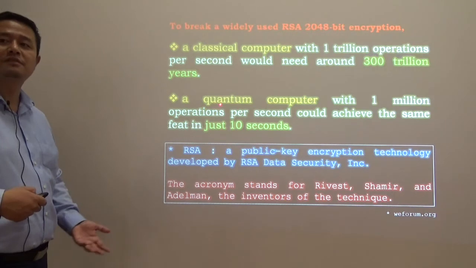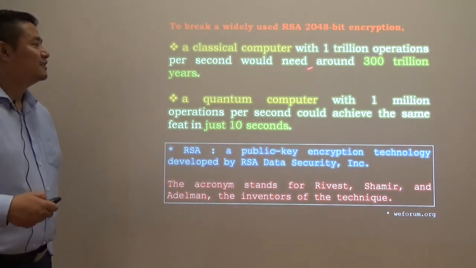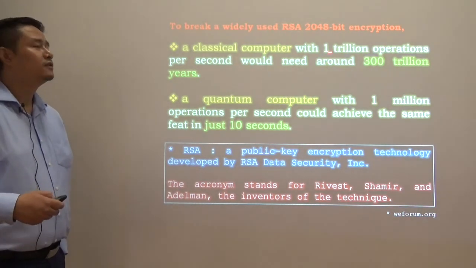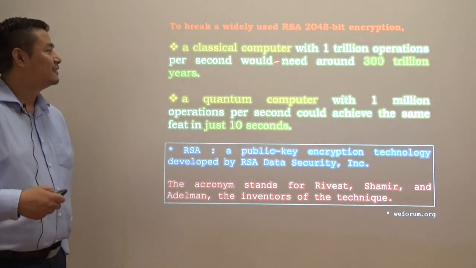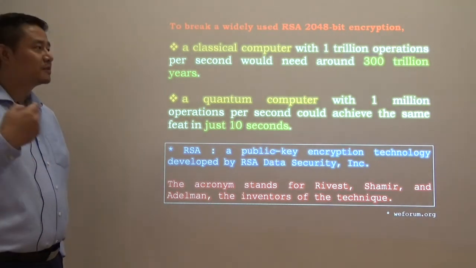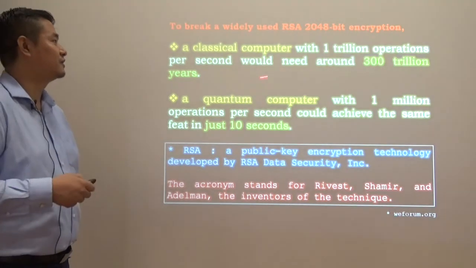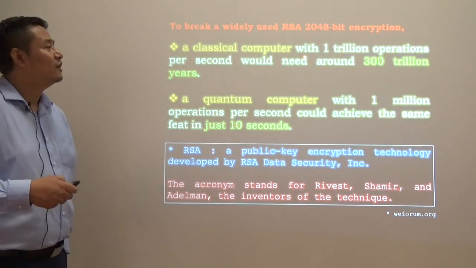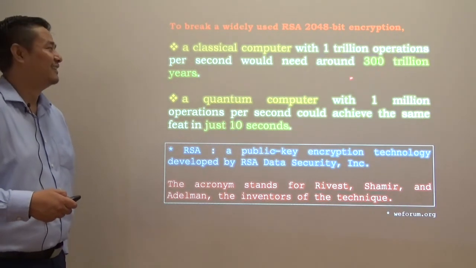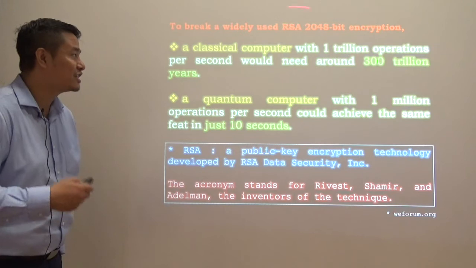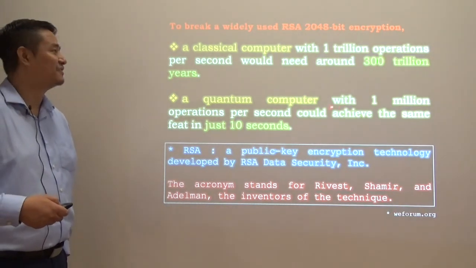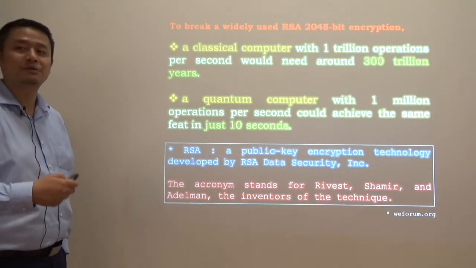1,000 billion is called a trillion. A trillion is a million million, right? So per second, classical, this is also very fast, would need around 300 trillion years. A classical computer with this much speed would need this many years. No one will survive just to break this encryption.